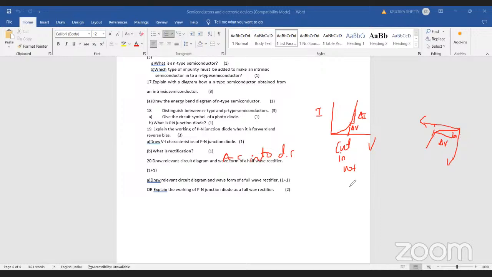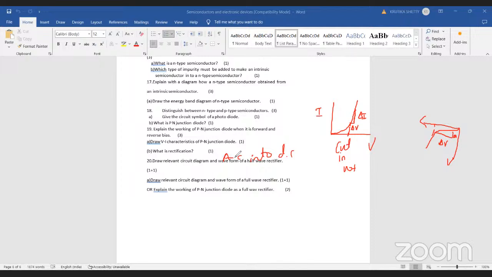Delta V, delta I. Please draw it neatly when you are doing it in the exam. I am just giving you an idea. Draw the VI characteristics of a PN junction. Here it is not specified whether it is a forward biased PN junction or a reverse biased PN junction, so better you show both. If it is specified, then draw only the one they have asked for.